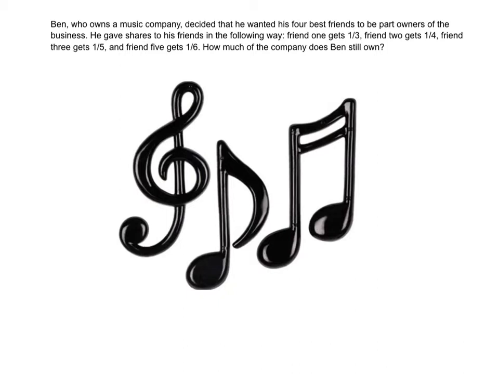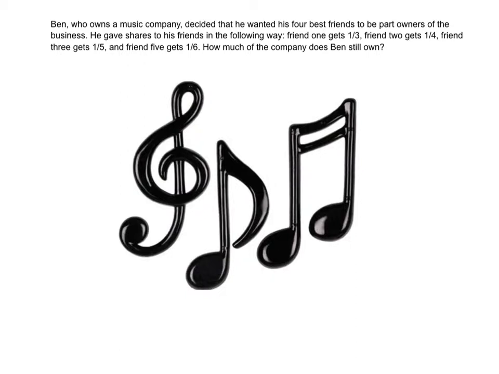Ben, who owns a music company, decided that he wanted his 4 best friends to be part owners of the business. He gave shares to his friends in the following way. Friend 1 gets 1/3, friend 2 gets 1/4, friend 3 gets 1/5, and friend 4 gets 1/6. How much of the company does Ben still own?